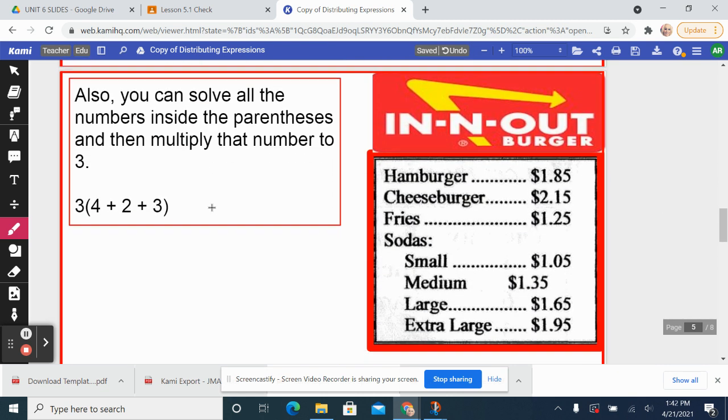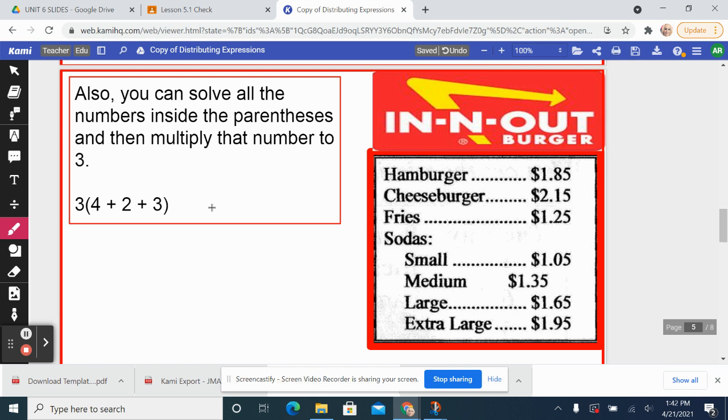Now you can also solve the numbers in the parentheses, like I said earlier. Then you can multiply the numbers. So regardless, you're going to get the same answer. So you could do 3 times 4, and then you can do 3 times 2, and then you could do 3 times 3 and add those. Or what a lot of you are going to do is you're just going to want to add those in there and then multiply. So 4 plus 2 plus 3 is 9 times 4. Now that will work when you do not have variables.